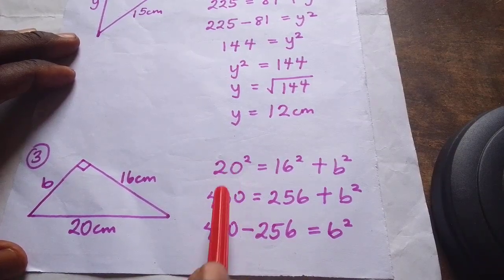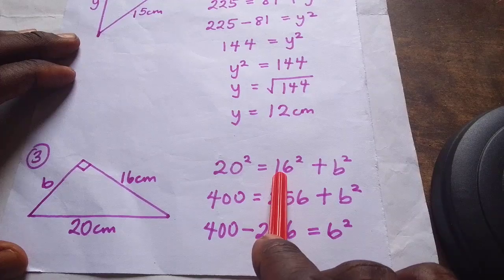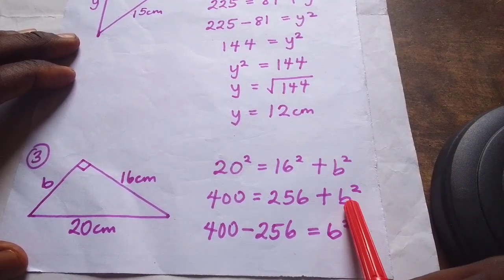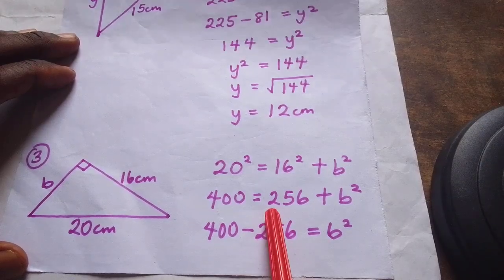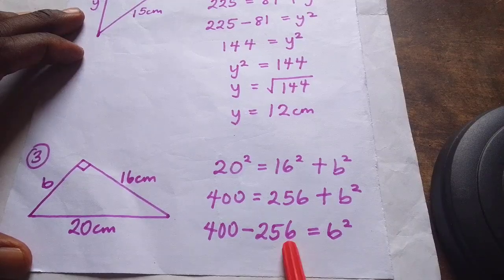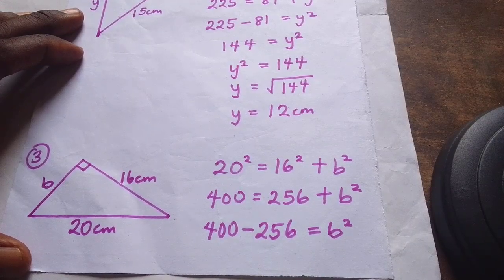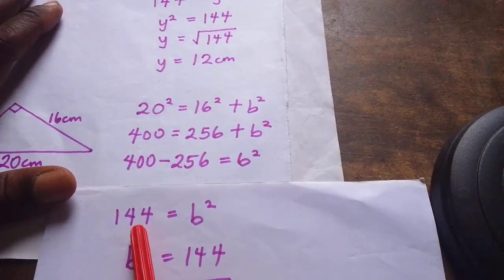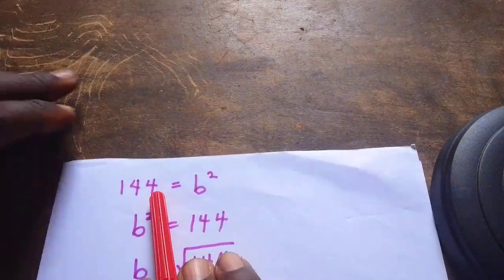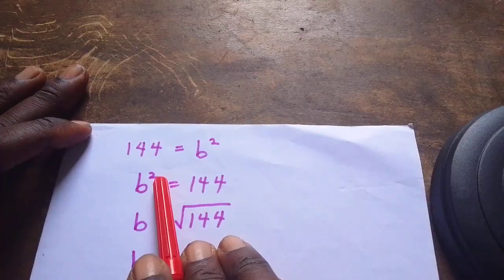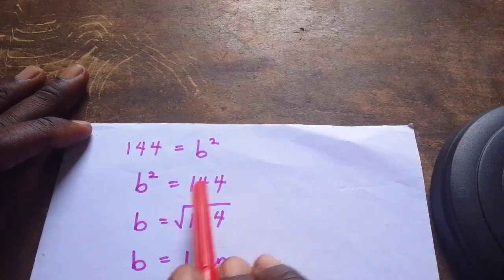So our 20 square is equal to 400. 16 square, 16 times 16, will give us 256, plus b square. So when you make 256 cross the equality sign to come here, it should turn to minus 256. So that means we'll be having 400 minus 256 is equal to b square. So now 400 minus 256 is equal to 144. So 144 is equal to b square.